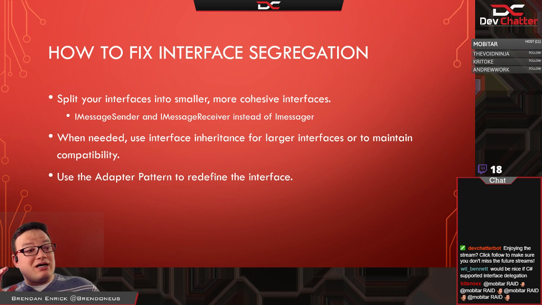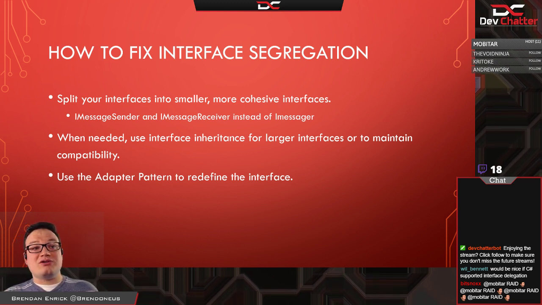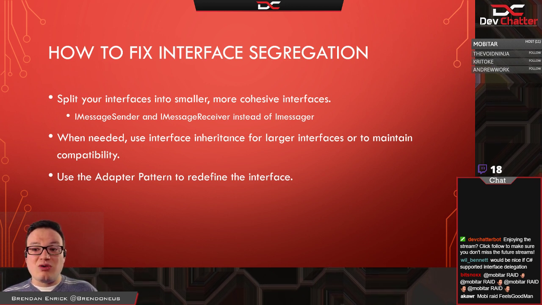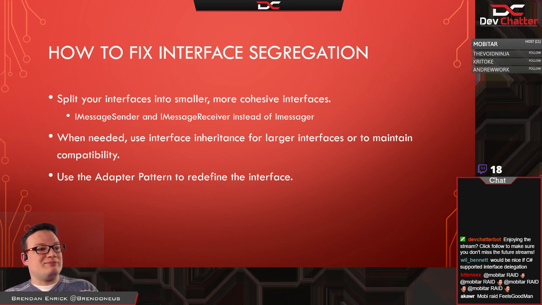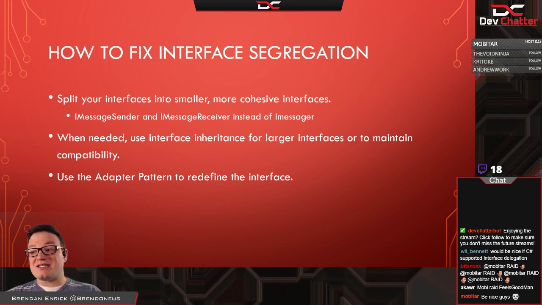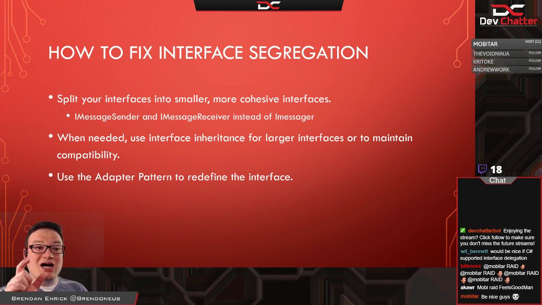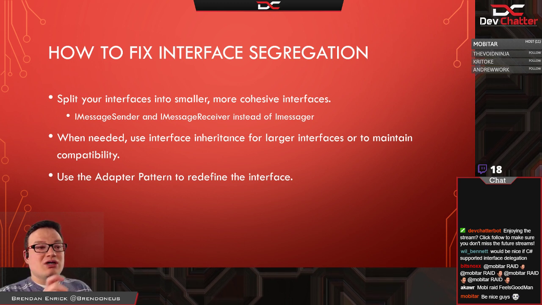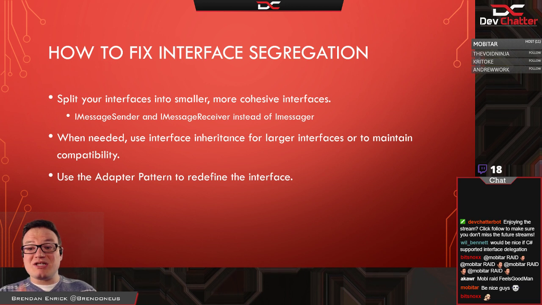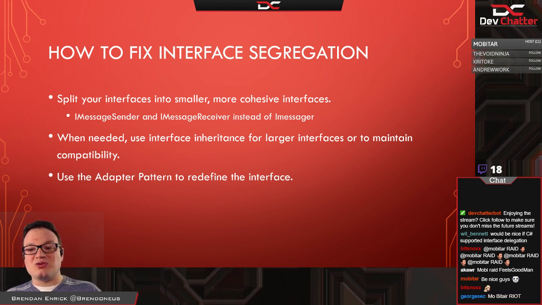Okay, so the next thing that we could do to fix interface segregation after just splitting up the interfaces, what we're able to do is we can use inheritance for larger interfaces in order to maintain compatibility. So I was mentioning that iMessenger could just implement iMessageSender and iMessageReceiver. And the nice thing is, because the implementation works the way it does, we don't actually have to worry about that.